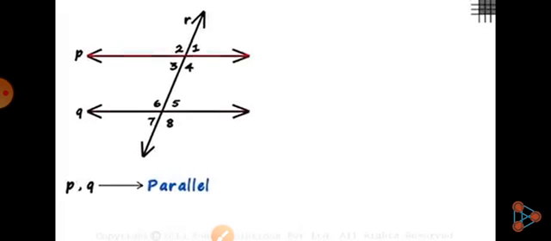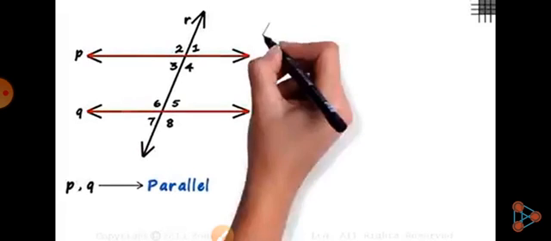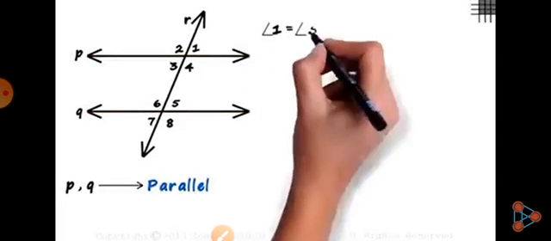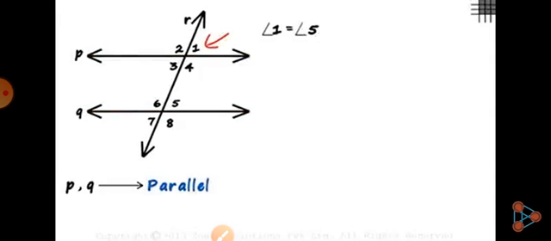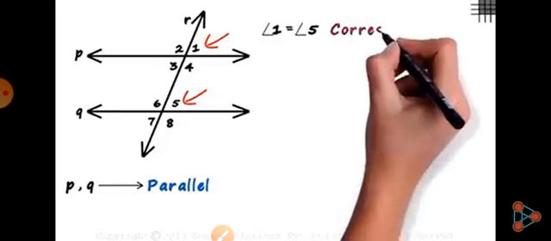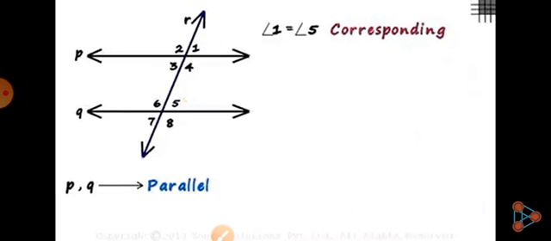If lines P and Q are parallel, then angle 1 will always equal angle 5. This angle here will be equal to this one. They are called corresponding angles. It doesn't matter how the transversal is placed. These angles will always be equal.